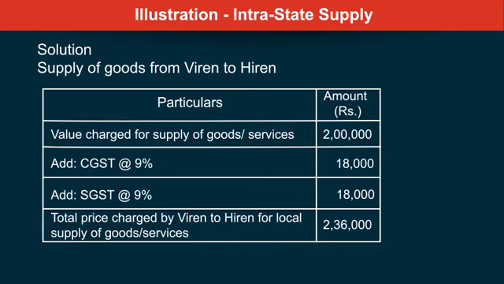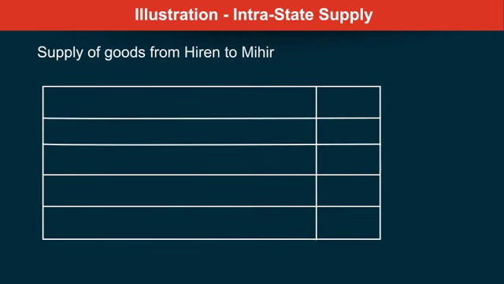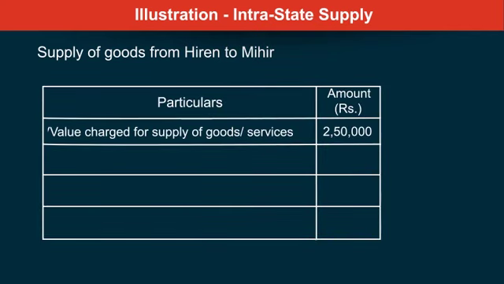Now let us understand how these taxes will be charged and collected. When Hiren sells the product to Mr. Mihir, he is going to add 25% value addition. So 2 lakh multiplied by 25%, his selling price will be 2 lakh 50,000. So the value charged for supply of goods and services by Mr. Hiren to Mr. Mihir will be 2 lakh 50,000.